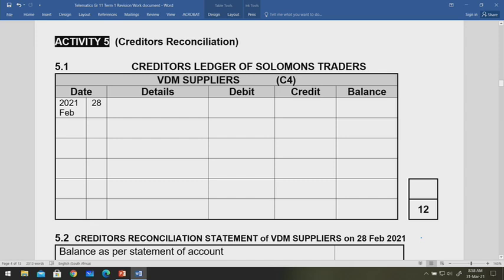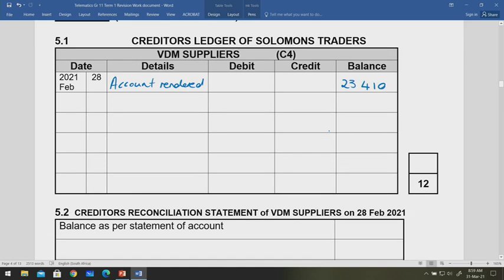Now, if you can still remember from grade 9 and grade 10, where we've done a creditors ledger, we start with account rendered. That was the balance at the beginning, according to the statement, or according to our books, 23,410 rand. The balance as per statement that we received from them, that was their balance of 25,364. Now we start with the differences.